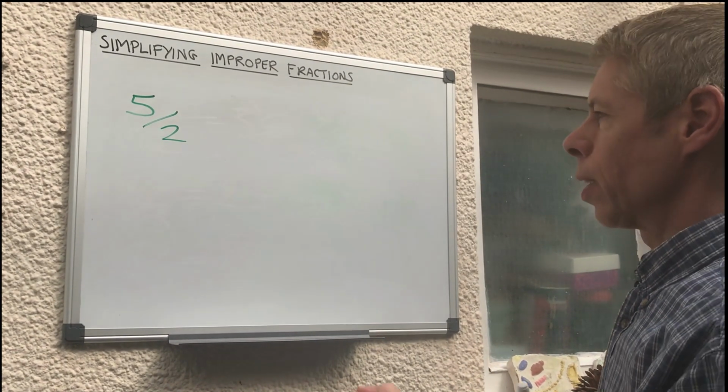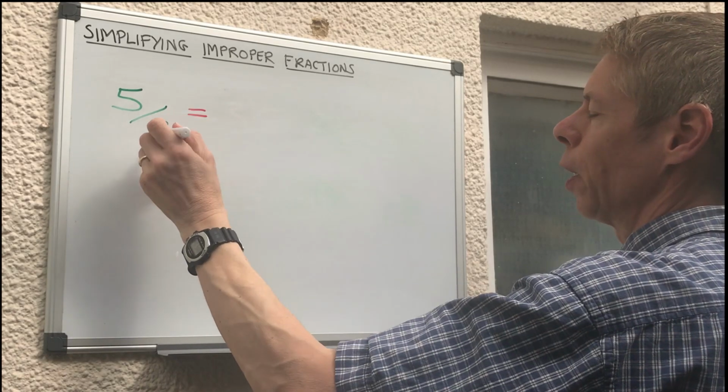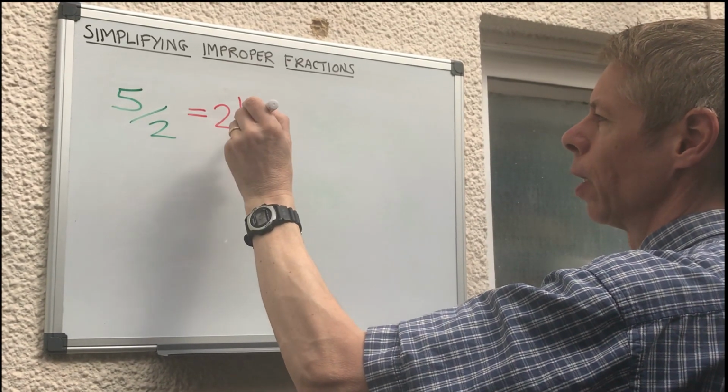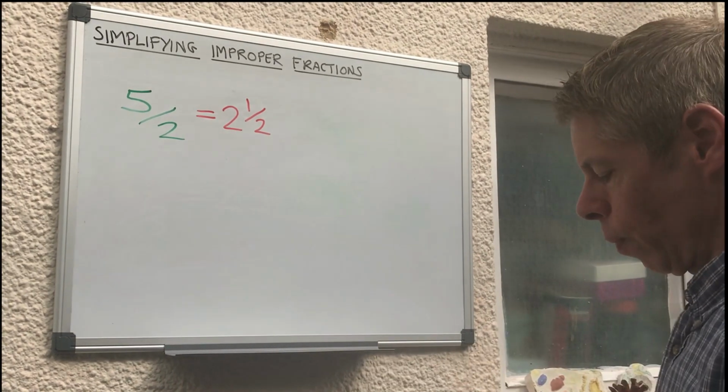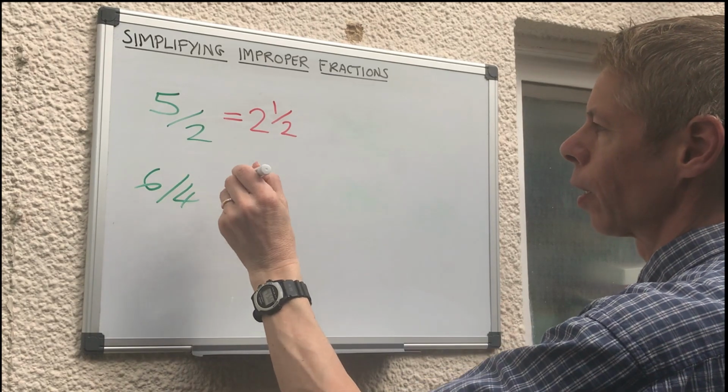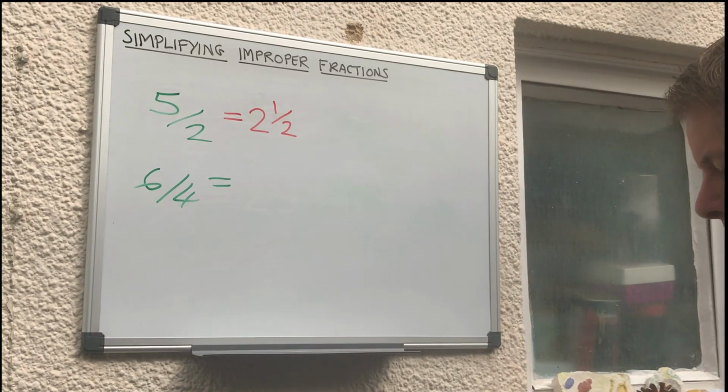Right, have you done that one yet? Hopefully you will have said, how many 2's go into 5? The answer is 2, remainder 1, so that gives us 2.5. Again, as soon as I've written 6 over 4, you start working out. So simplify 6 over 4.